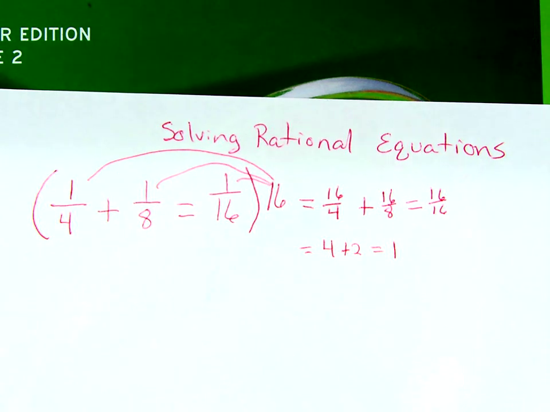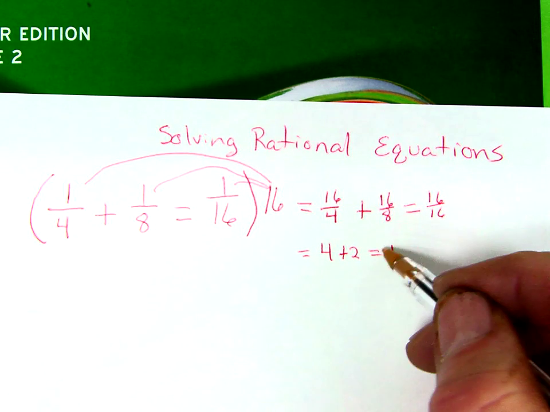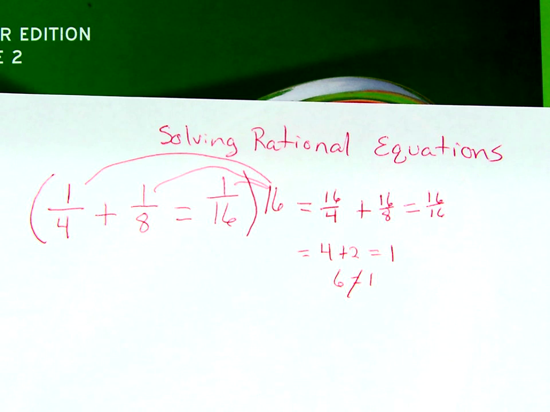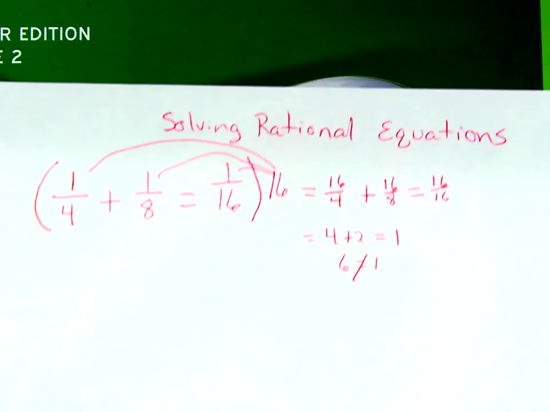Now this was a bad example because 4 plus 2 does not equal 1. 6 does not equal 1. It can't be. It's the process that I wanted to show you and not necessarily the outcome here. Multiplying the entire equation by one value, well, it gets rid of the fractions for us. How could it be better than that? I'll give you another example.